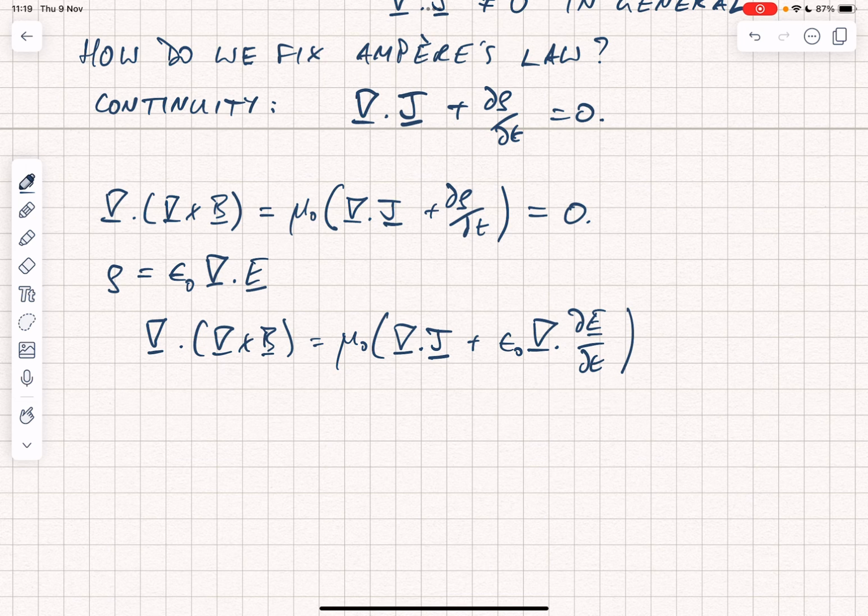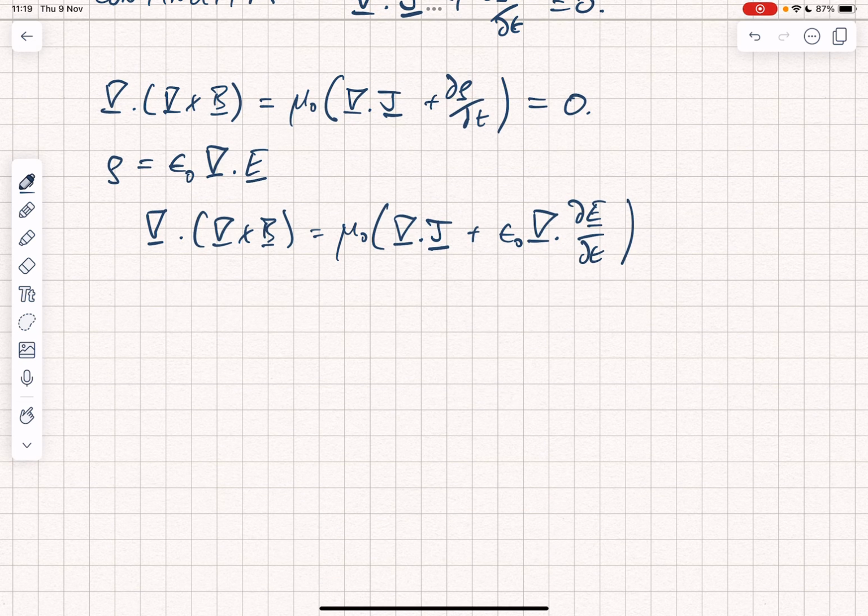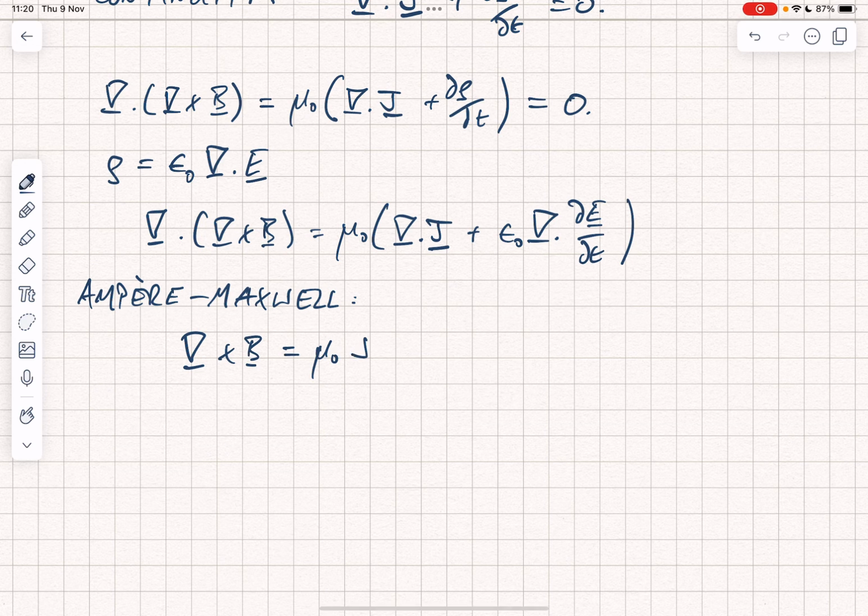You'll notice that I've changed the order in which I'm doing the different differentials. In this situation, that should always be a safe thing to do. And we can then, if we want to, change the right-hand side to put the J and the dE by dt together. And so what this suggests overall for the Ampere-Maxwell equation is as follows. You have curl of B is equal to mu naught J plus epsilon naught mu naught dE by dt.